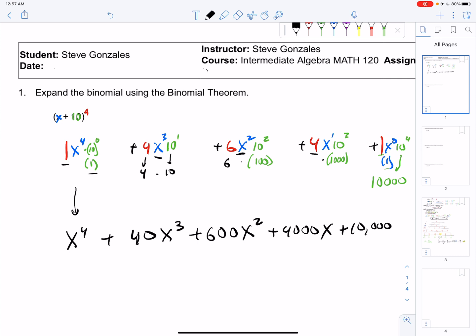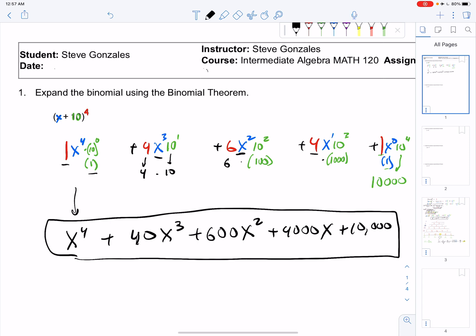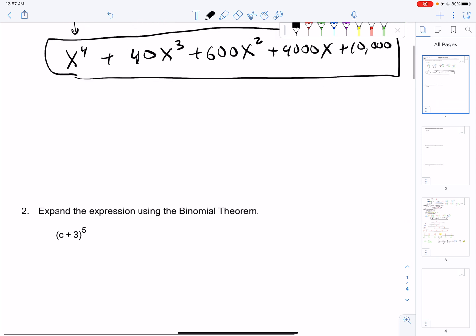And that is the expansion of x plus 10 raised to the fourth power. So we get x to the fourth plus 40x to the third plus 600x to the second plus 4,000x plus 10,000. And you would have gotten that, but you had to have done a lot of extended multiplication, and then collecting like terms would be a real pain.